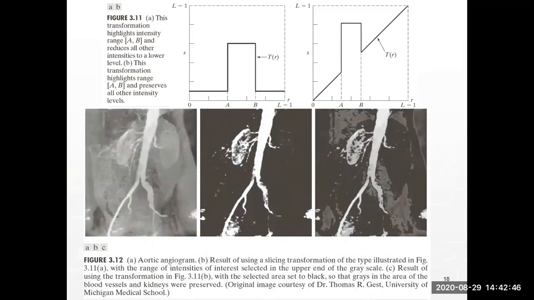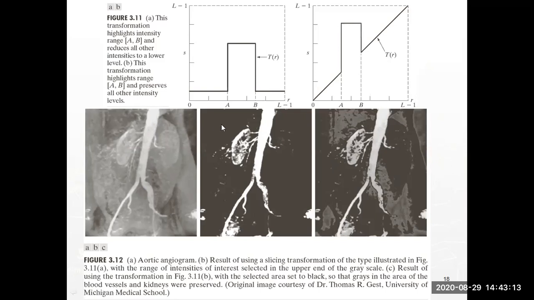Like this. What is this? Suppose here I am taking my image as an aortic angiogram. Angiogram means I am taking one image of an angiogram of the kidneys, suppose a patient's kidneys. So in the kidney image, the middle one is what? The middle one is the blood vessels. These two are the kidneys.